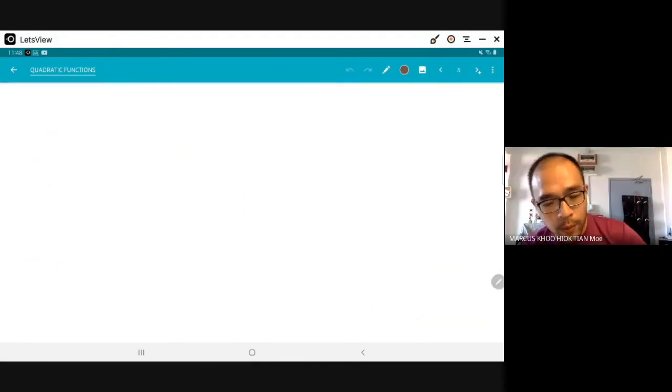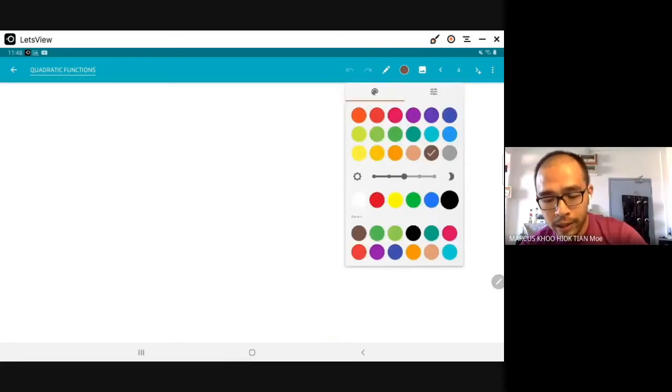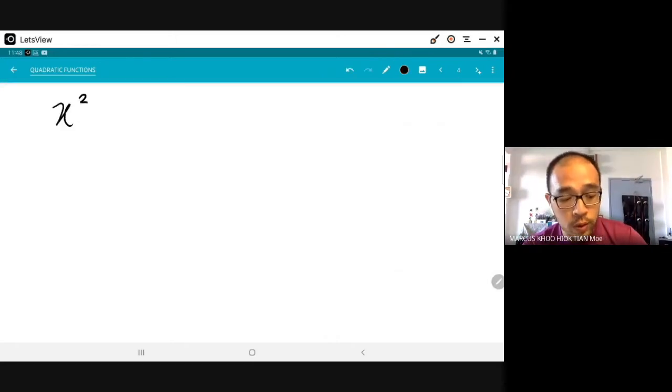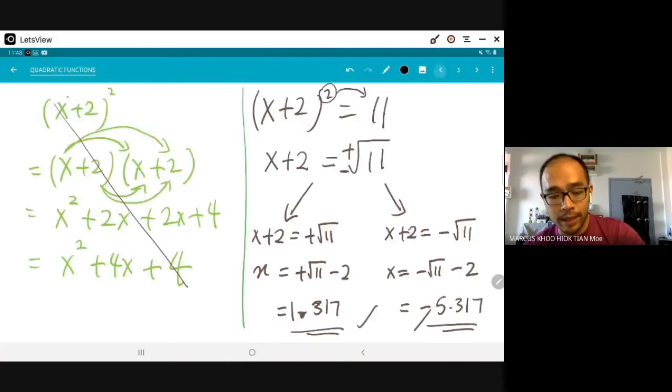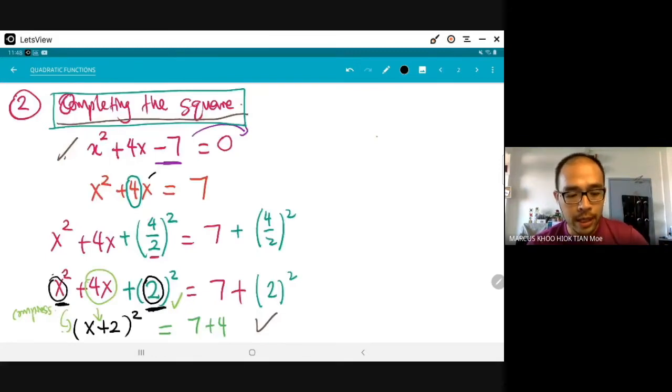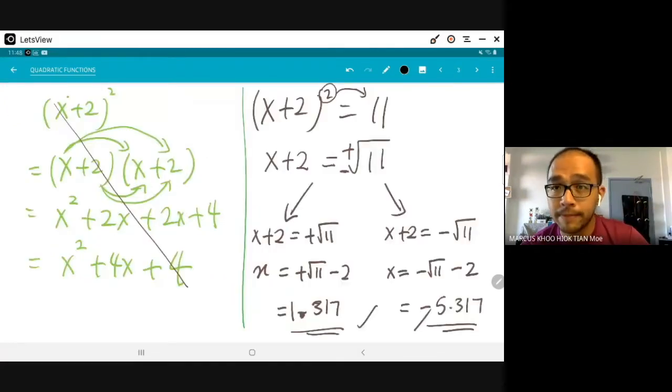Alright, so what I want you to do now is use the completing the square method, to do this same thing. Tapi saya mau ubah sikit, x squared tambah 5x tambah 6 sama dengan 0. Use the same method. First of all, pindah ke kanan. Kedua, kasih bahagi 2 dan kuasa 2. Lepas itu, kasih compress dan lepas itu, kasih selesaikan.